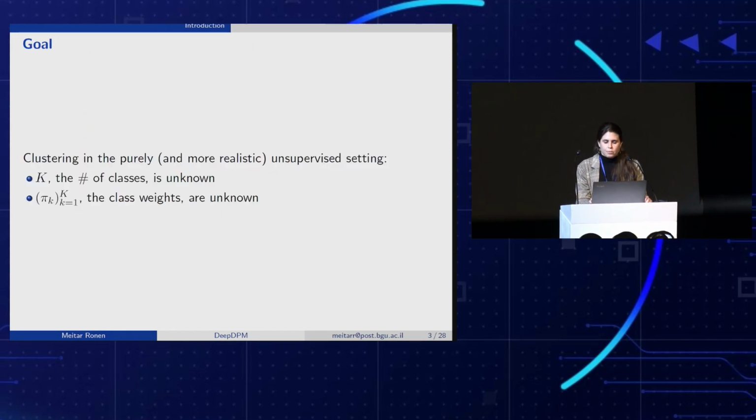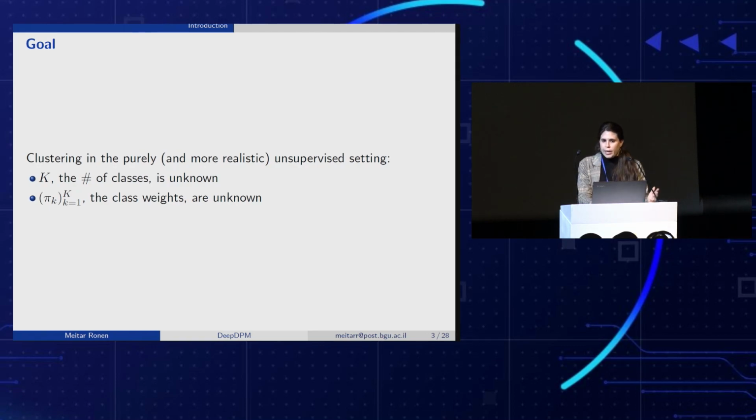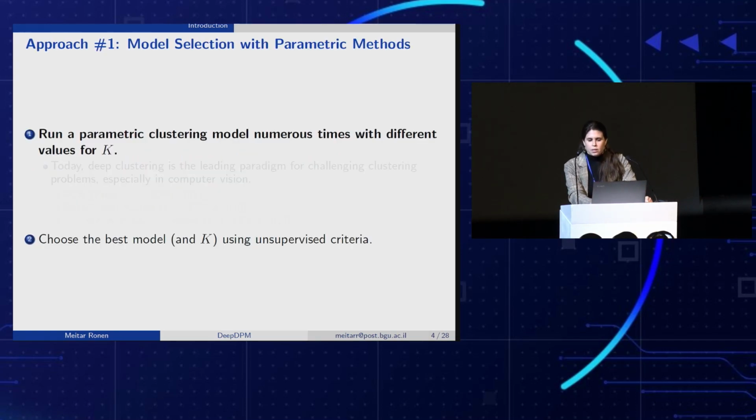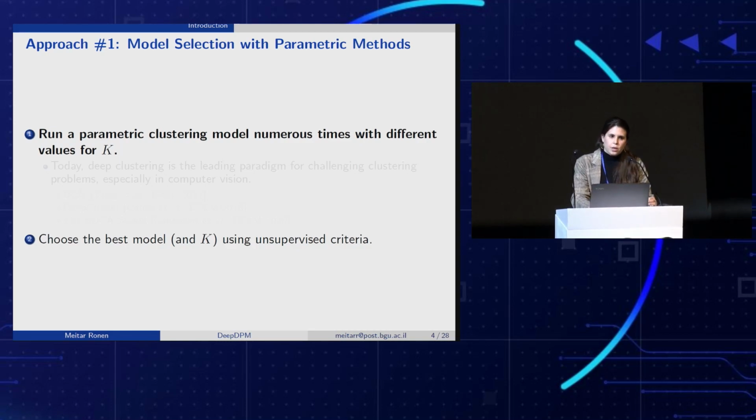So more formally, we perform clustering when not only the class labels are unknown, but also the number of classes and their weights. So we don't know the number of samples that come from each class. There are multiple ways to approach these kinds of problems. The most common one is to take a parametric clustering model, which is a clustering model that knows the number of classes in advance, like, for example, k-means, run it multiple times with various values for k, the number of clusters, and then choose the best one given an unsupervised criterion.